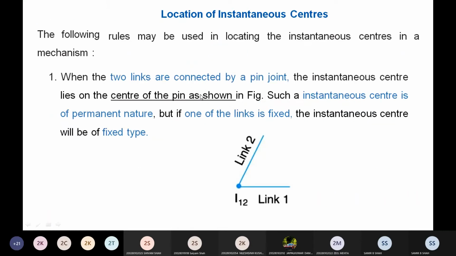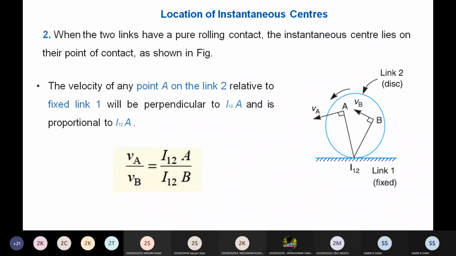So that depends on the nature of the links, which we understand directly when the data is clarified. You have to read the data whenever you start to solve the example. Either there is a pin joint or a rolling contact or whatever. If rolling contact is there, then it may lie on the center. Then we get the equation from the figure that VA by VB is equal to the centers I12 with A and I12 with B.